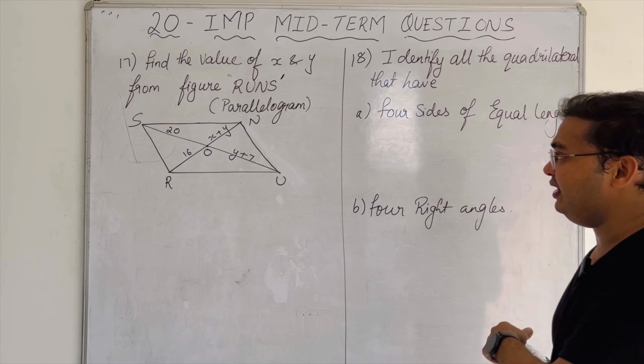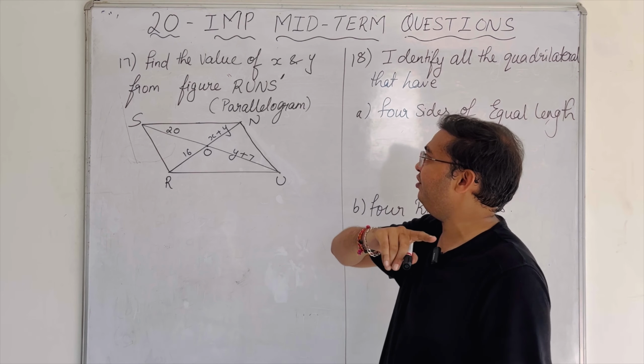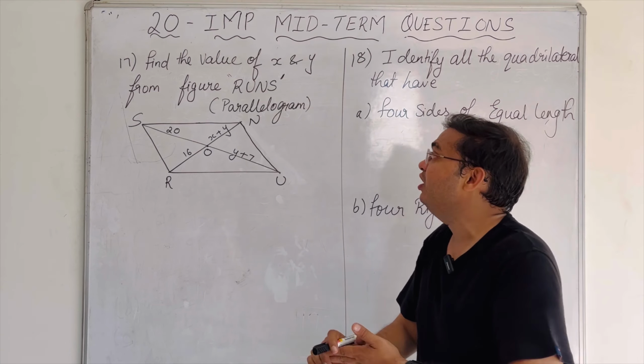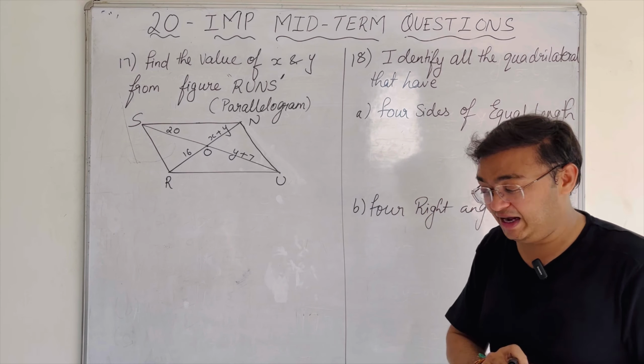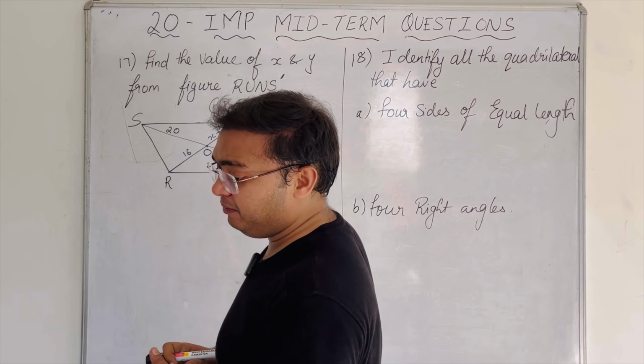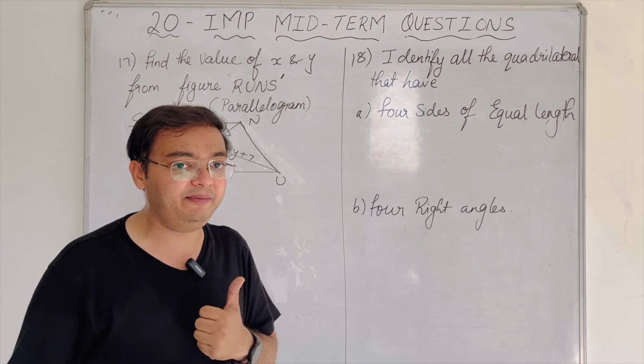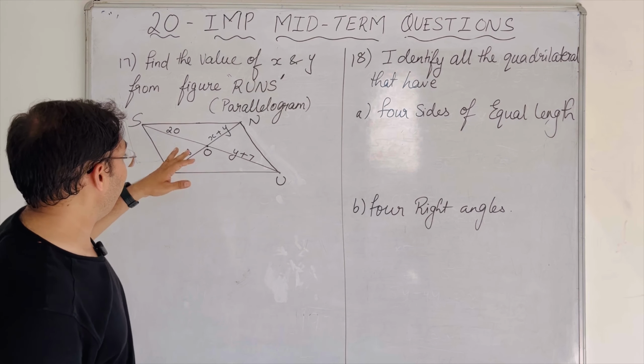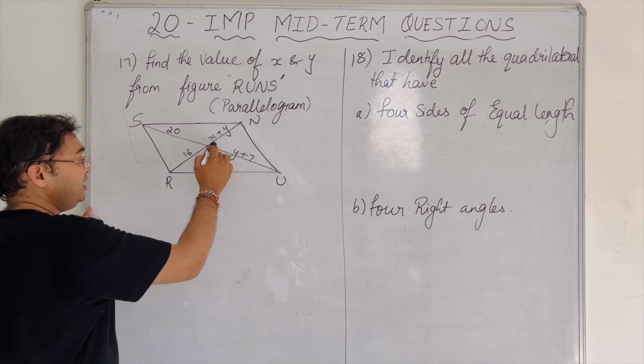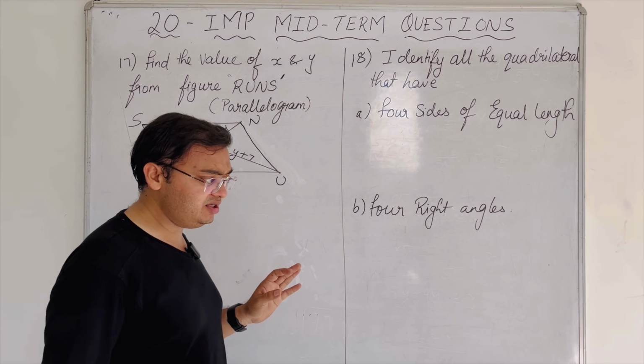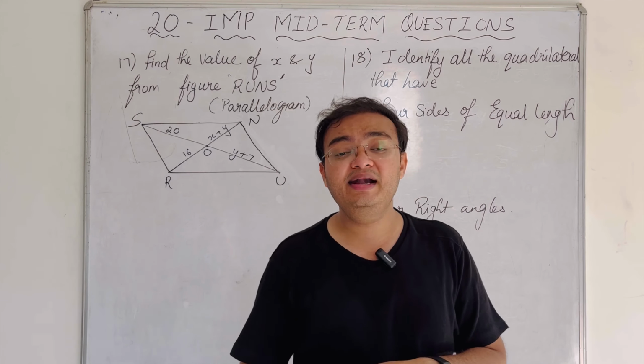So let's solve question 17. Find the value of x and y from the given figure, and that figure is a parallelogram. Whenever we talk about a parallelogram, we should recall the properties of the parallelogram, and here the measurements are given on the diagonals. So we'll recall the properties of the parallelogram in terms of diagonals.